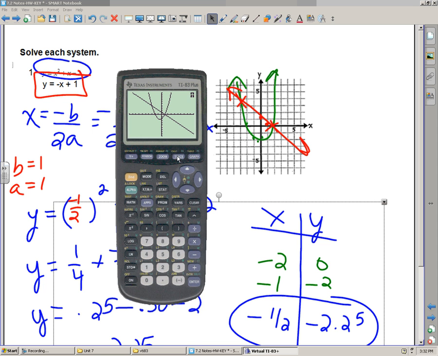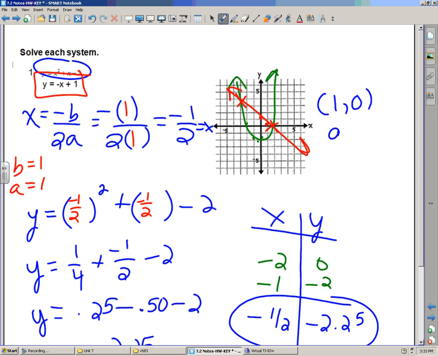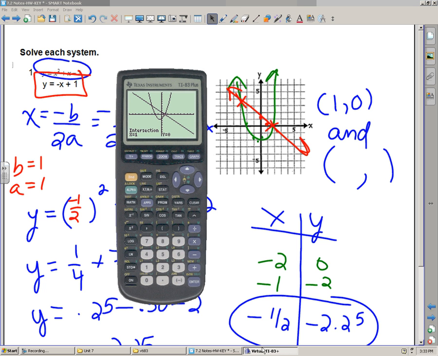So that's where we're going to go second trace, choice 5. And we're going to hit enter not once, enter not twice, but enter 3 times. And it's going to tell you that the first point of intersection, the point on the right, is going to be 1, 0. So we know that one of our solutions is 1, 0. And to get the other solution, we're going to go back and do the same thing. Second trace intersect, which is choice 5. We're going to use the left arrow to move our cursor away from that first point. Hit enter 3 times. And the second point of intersection is going to be -3, 4.